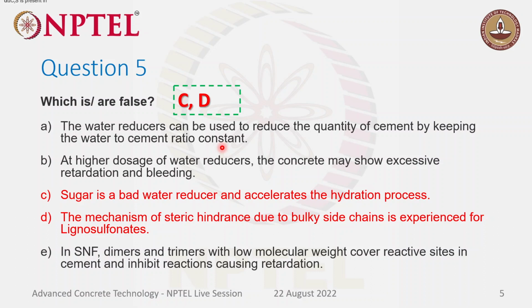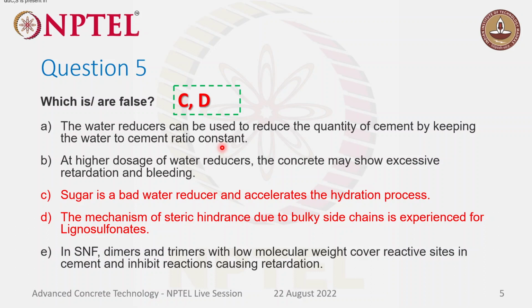So that is also true. And then coming to option C and D, C says that sugar is a bad water reducer and accelerates the hydration process, which is false. Sugar is a kind of water reducer. It's not a bad water reducer, but if you use it in high dosages, it will cause air entrainment as well, and it will not accelerate the hydration process. So it will cause retardation.